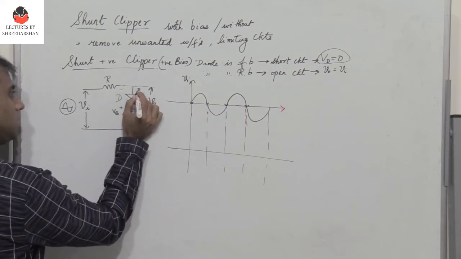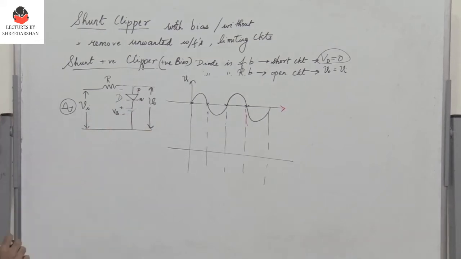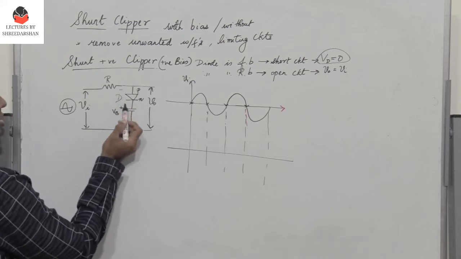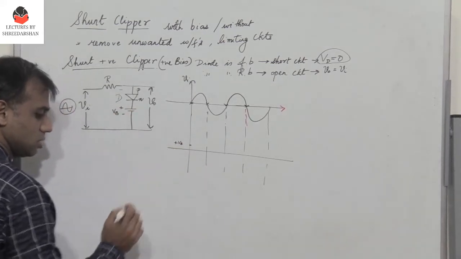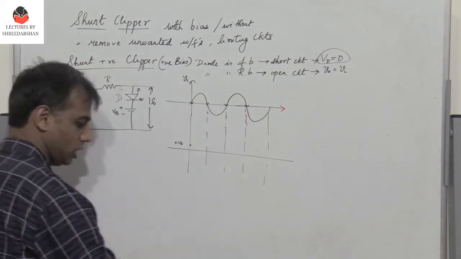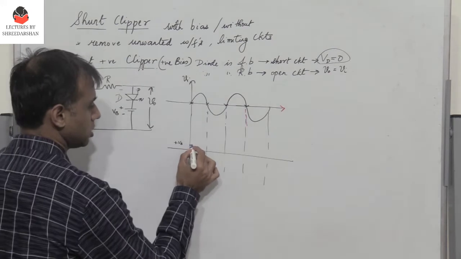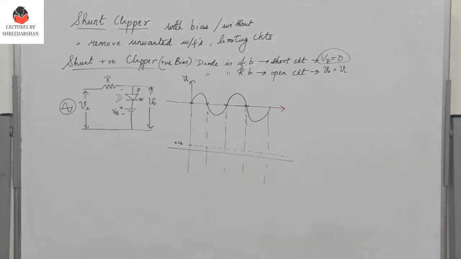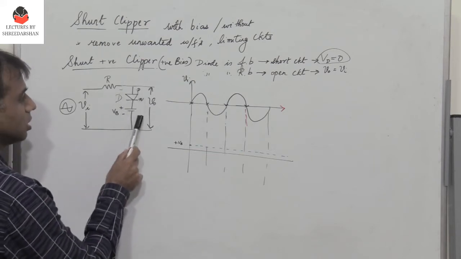So this is P and this is N. So N is connected to the positive. When N is connected to the positive, what happens? Diode is reverse biased. So let's assume that this is plus VB. This is the positive voltage which is connected across the diode, that is the positive bias voltage. So when the input voltage is 0, we find that the diode is reverse biased.